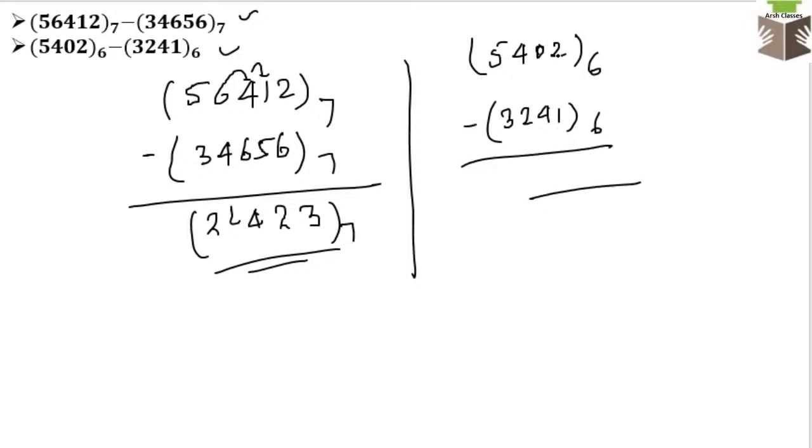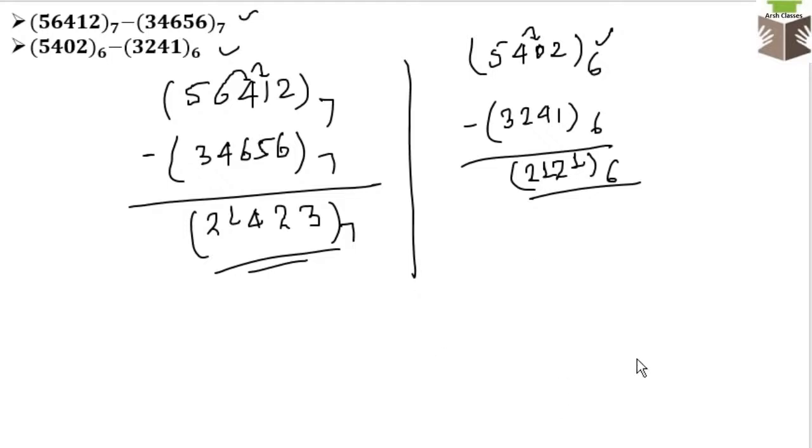Definitely we will say that 2 minus 1 is nothing but 1. Now 4 cannot be subtracted from 0, so we will take a carry here, and the carry this time will be equal to 6 because the base is 6. So now this will become 6. 6 minus 4, that becomes 2. Now this becomes 3 minus 2 is 1, and 5 minus 3 is 2. So this becomes 2 1 2 1 in base 6.